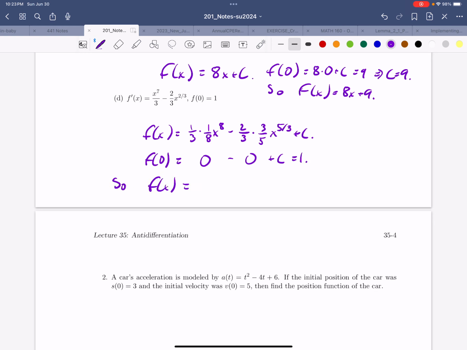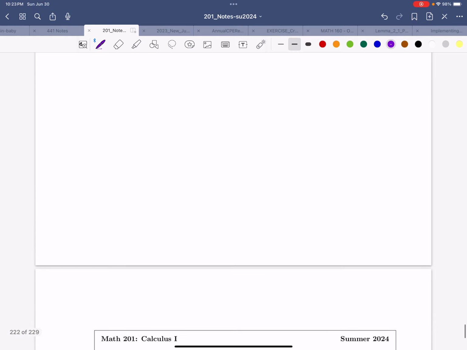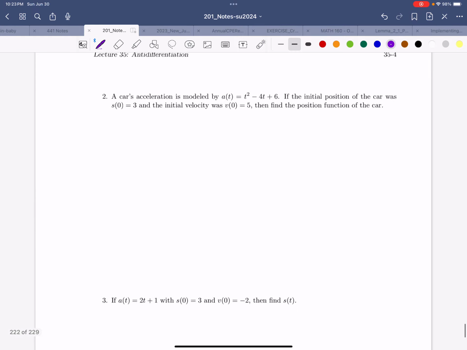So f of x is going to equal 1/24, just simplify that a little bit, minus 2/5 x to the 5/3 plus 1. All right, that's our answer. Now let's look at a couple more problems, a couple of word problems.